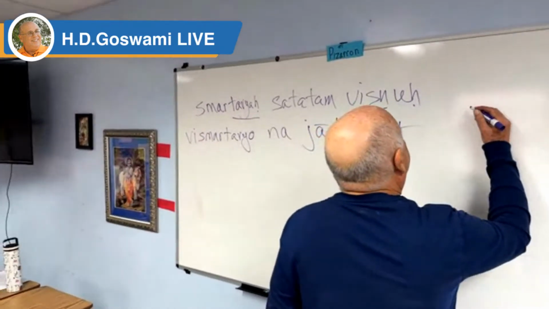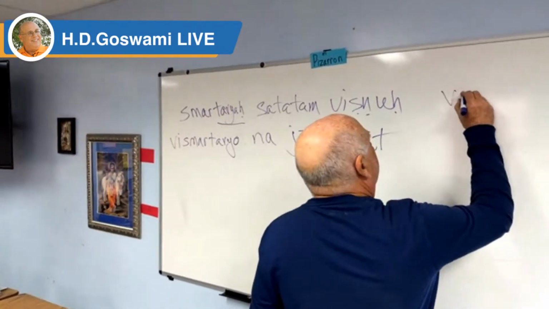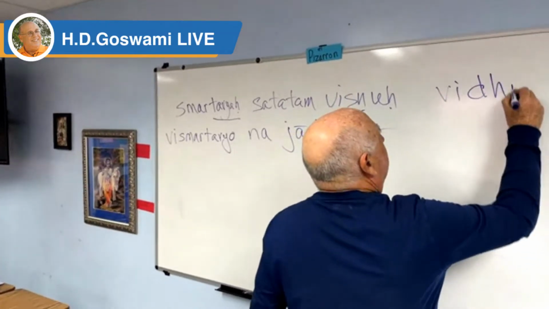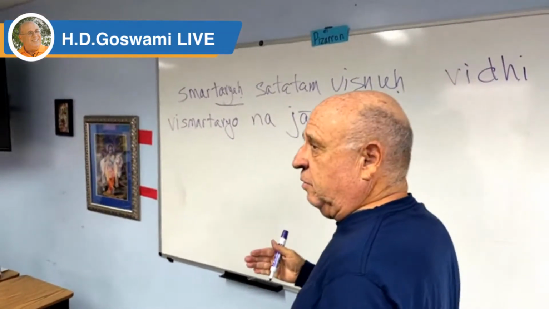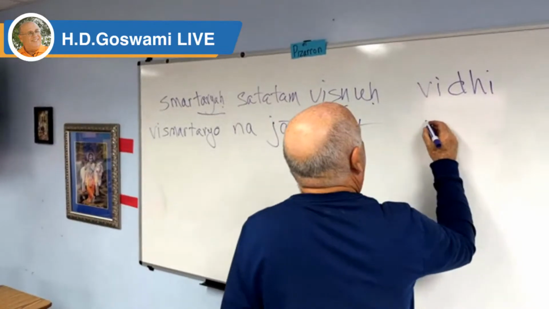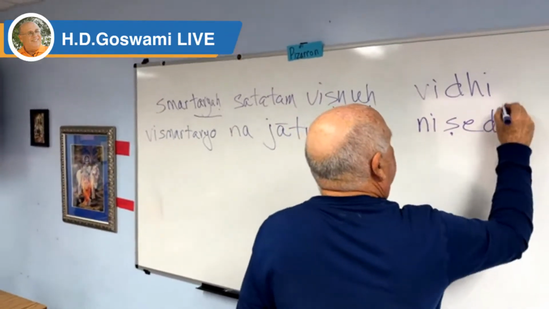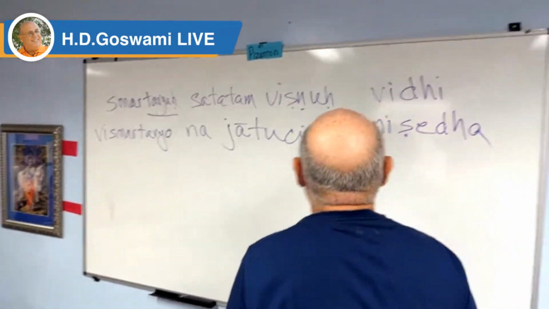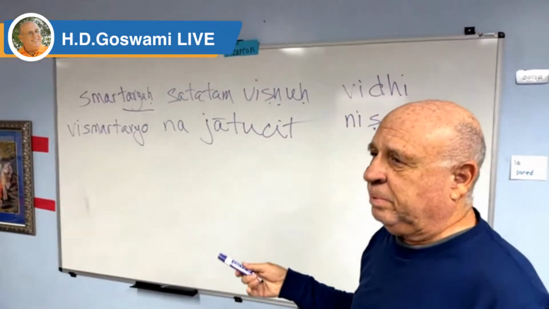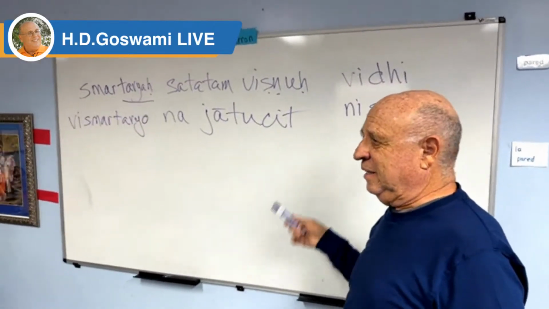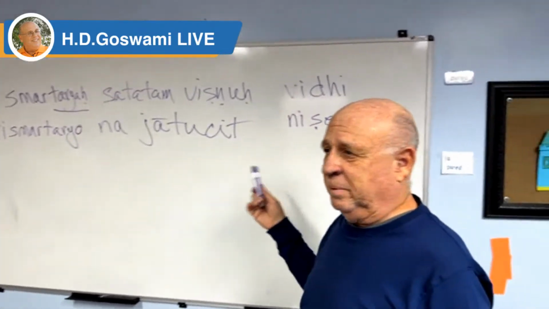So in Sanskrit, that's called a vidhi. A vidhi means an injunction, something you have to do, like do this. And nisheda is the opposite. It's a prohibition. You cannot do that. Like in Mayapur, there are little signs like "Don't pick the flowers." So they say nisheda, like it's forbidden to pick the flowers.